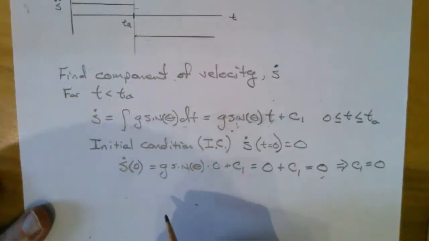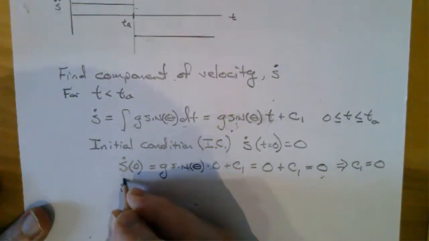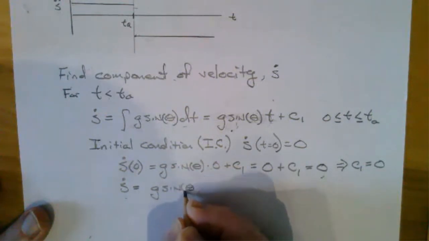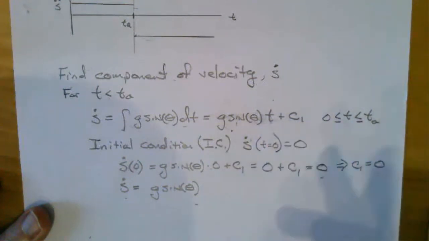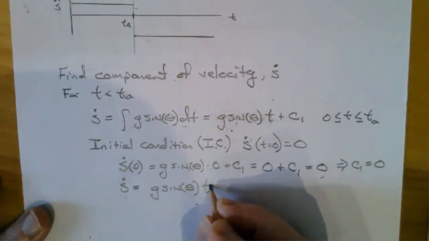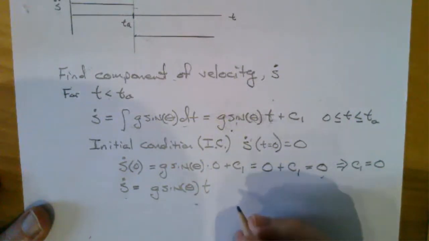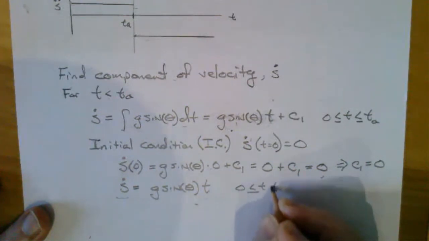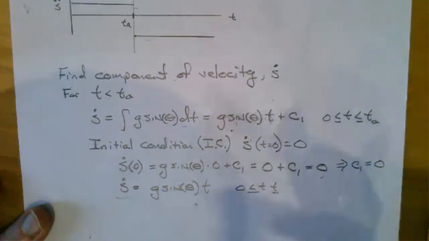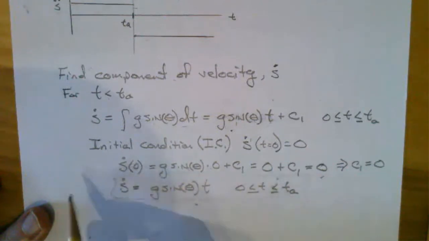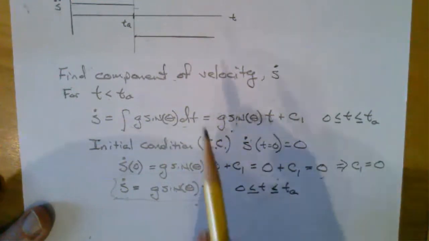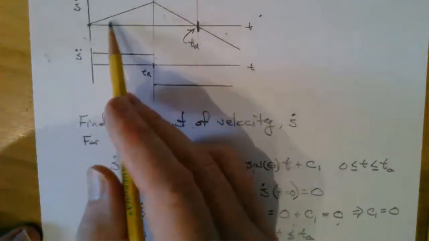Call it a boundary condition, call it an initial condition. So therefore s dot is equal to g sine theta, I'm looking at my expression up here again, plus c1, but c1 is 0, times t. So this is what s dot is for t between 0 and ta. So here's that expression for s dot. g sine theta is just some constant, right? So this is a linear function in t, it passes through 0. And that's exactly what we got up here.